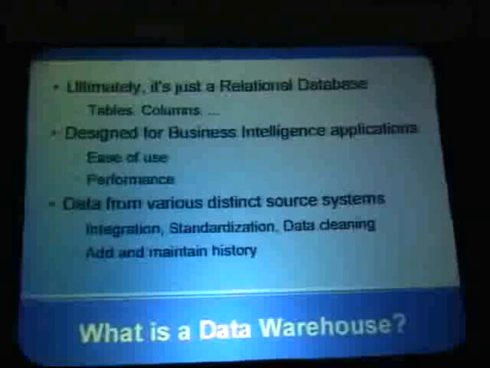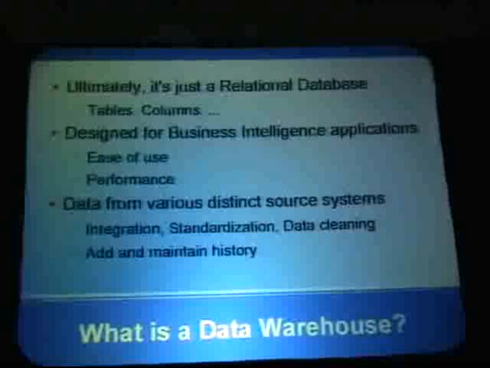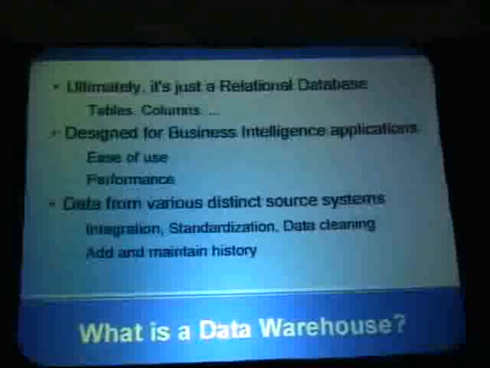So what's data warehousing? Data warehousing is nothing more than simply a database which is especially designed to perform business intelligence. That's all there is to it. So, in the end, it's just a relational database, just like any other database. It's got tables, it's got columns, all that kind of thing. But the difference is in the design of the model and the design of the schema, because that's designed for ease of use and for performance, especially for business intelligence applications.